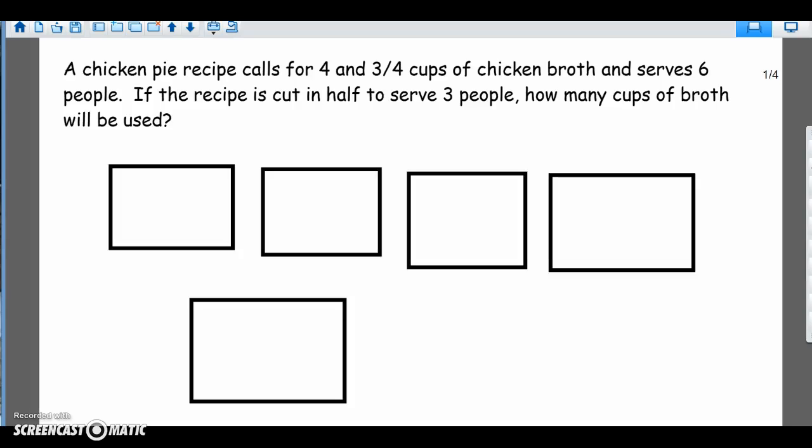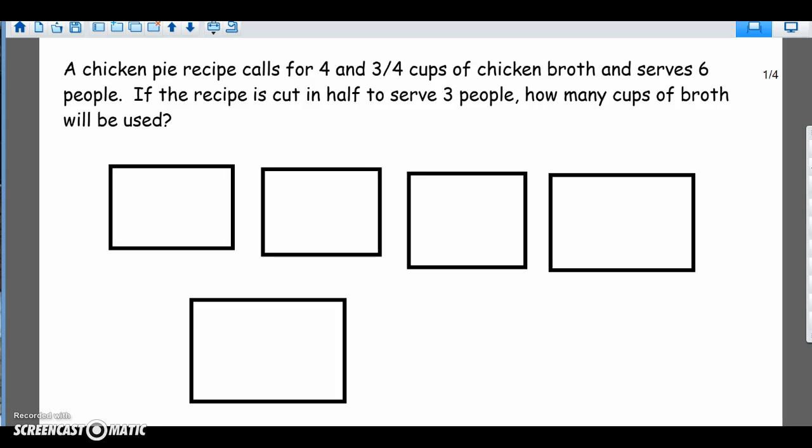All right, so this problem says a chicken pie recipe calls for 4 3/4 cups of chicken broth and serves 6 people. If the recipe is cut in half so it can serve 3 people, how many cups of broth will be used? I've already got a model kind of sort of drawn.